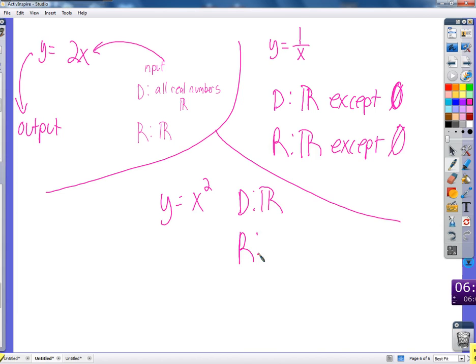And Reese, what do you got for the range? All positive real numbers. And one more number. Zero. Yes. So here's a way to say all positive real numbers and zero. Why do we have to say and zero? It's not positive, it's also not negative, it just is zero. Can you just put greater than or equal to zero? You can also do that.